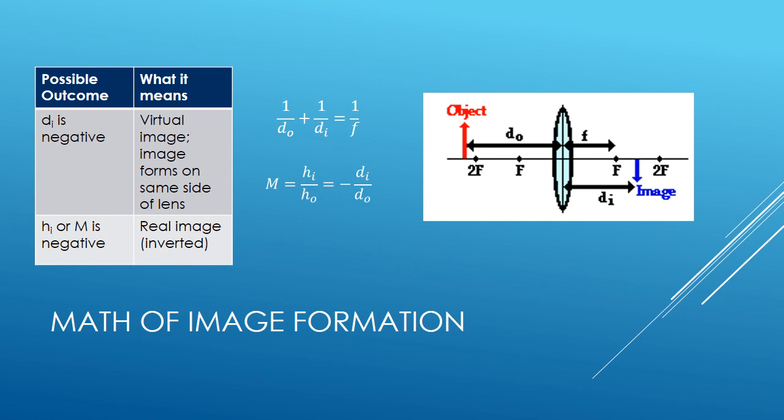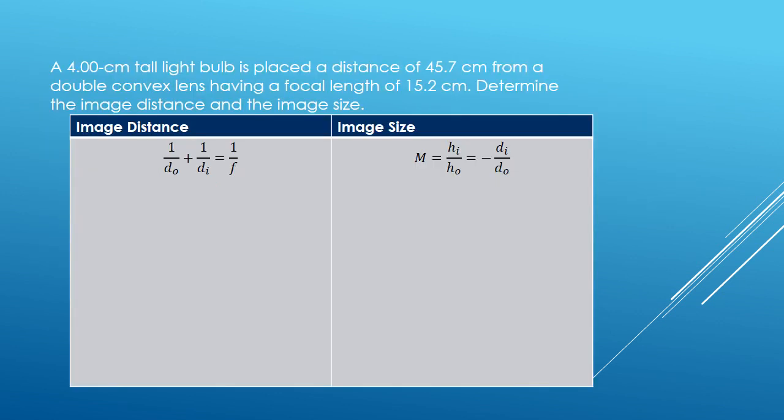That's that virtual image. If your hi, or the height of your image, or the magnification is negative, that just means that you have a real image. It's inverted. It's just upside down. Okay? Let's go ahead and see this in action.